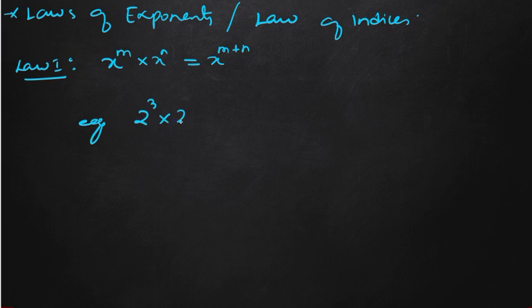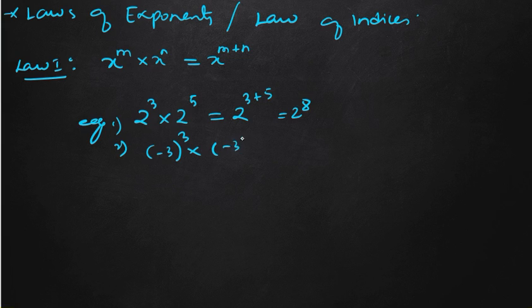For example, suppose 2 power 3 into 2 power 5. You can see that bases are same and they are multiplied. So if multiplication is there, then the powers will get added. 2 power 3 plus 5, this will be 2 power 8. Similarly, if we take another example, minus 3 power 3 into minus 3 power 2. This will be minus 3 power 3 plus 2, which is minus 3 power 5. Now you can expand it or find the solution.